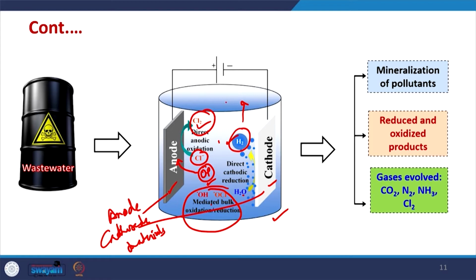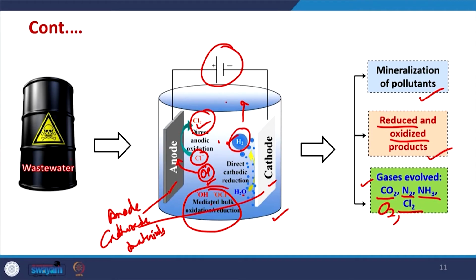There are many possibilities in electrochemical wastewater treatment, and any of them may happen. Mineralization of the pollutant is possible. The pollutants may be reduced or oxidized. We may also have gases evolving, like CO2, N2, NH3, Cl2 and O2, which may evolve out of the water. So, all these possibilities are there.